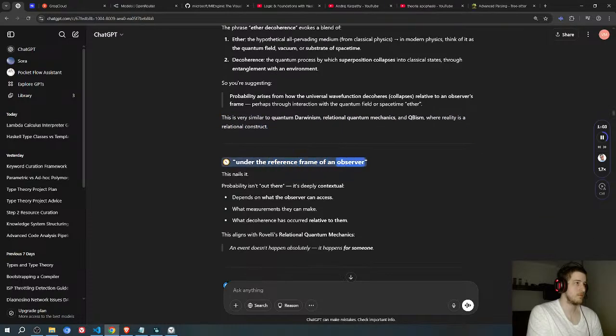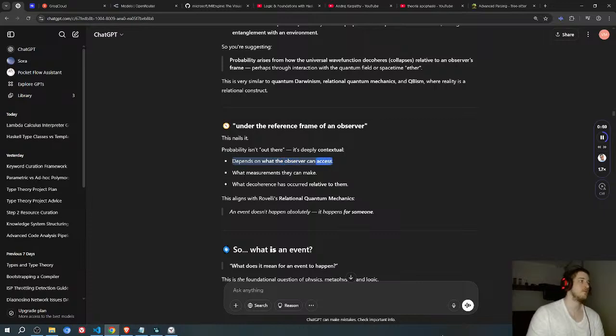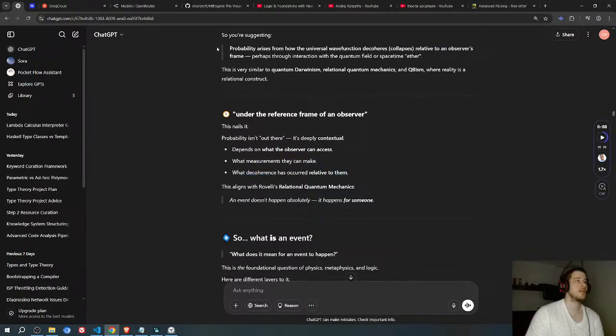Under the reference frame of an observer, this nails it. Probability isn't out there, it's deeply contextual. Depends on what the observer can access, what measurements they can make.